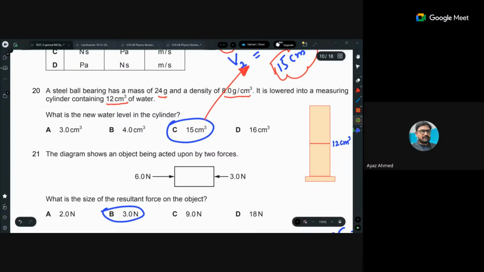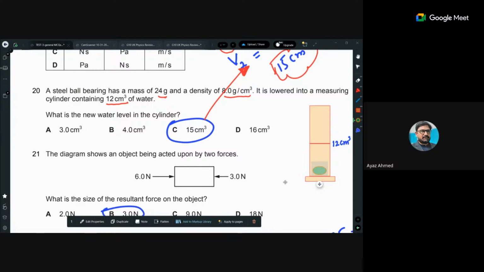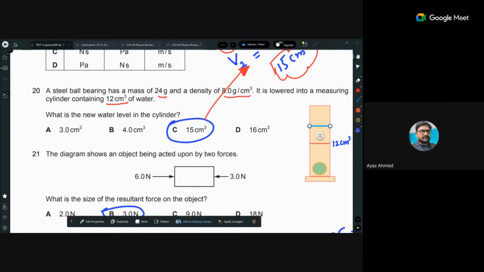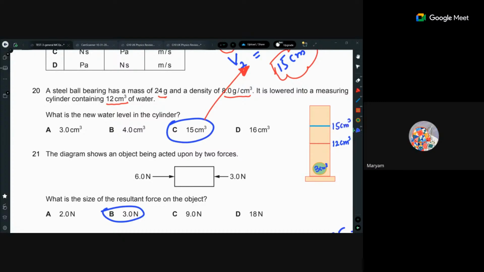Got it? Okay. You placed a ball bearing here, and due to that ball bearing, what happened? Tell me. Will the volume rise? Yes, it will rise. It means the new volume is this much. So how much volume would be increased? Because this was 3 centimeter cube, this would be now at 15 centimeter cube. Got it? Okay, yeah, got it. Everyone clear?